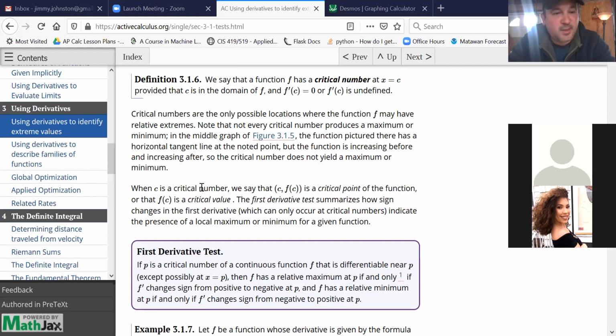We'll start in a minute, and then we'll go over the second half of this section, the first derivative test and the second derivative test.